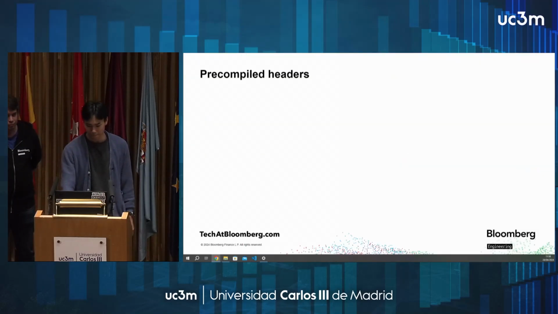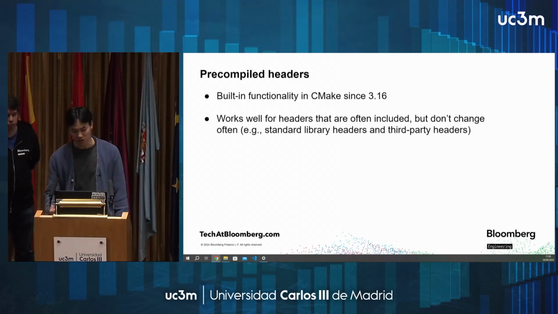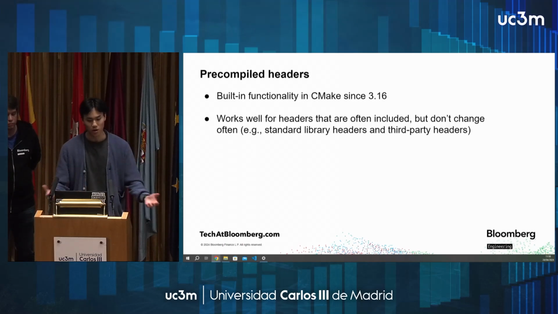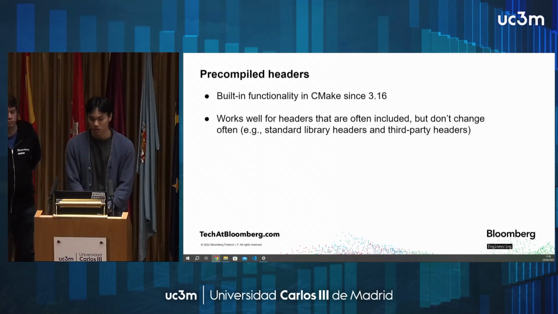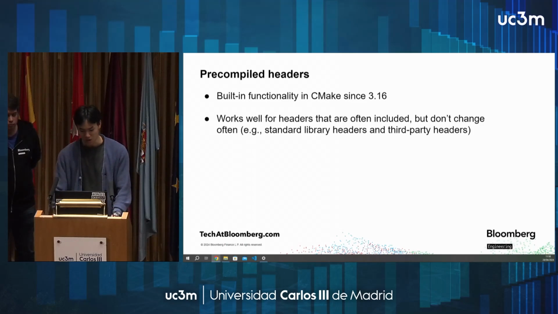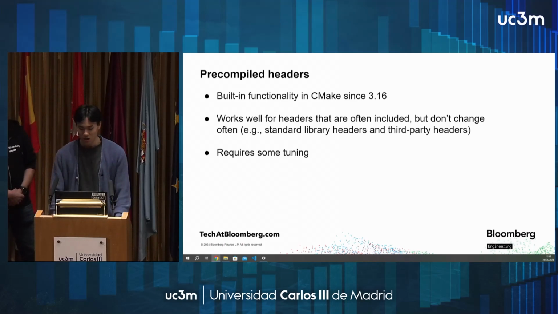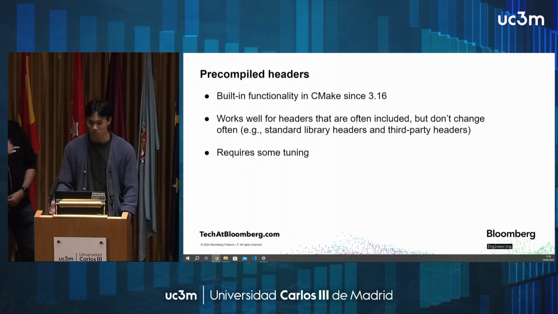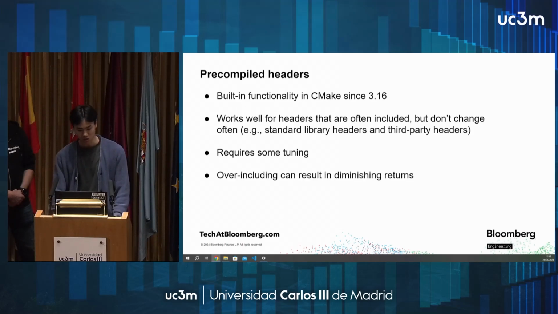So it's built-in functionality in CMake since 3.16. And the concept is to process the work of the headers and translate it into an intermediate representation. And it works really well for headers that are often included but don't change very often, such as standard library headers, the perfect candidate. And this intermediate representation will be prepended to every compiled source file. The time savings can definitely be massive, but it does require some tuning, as they don't actually reduce redundancy in the code generation step. It's just reducing the redundant parsing time. So be aware of what you are including, and over-including can result in diminishing returns.